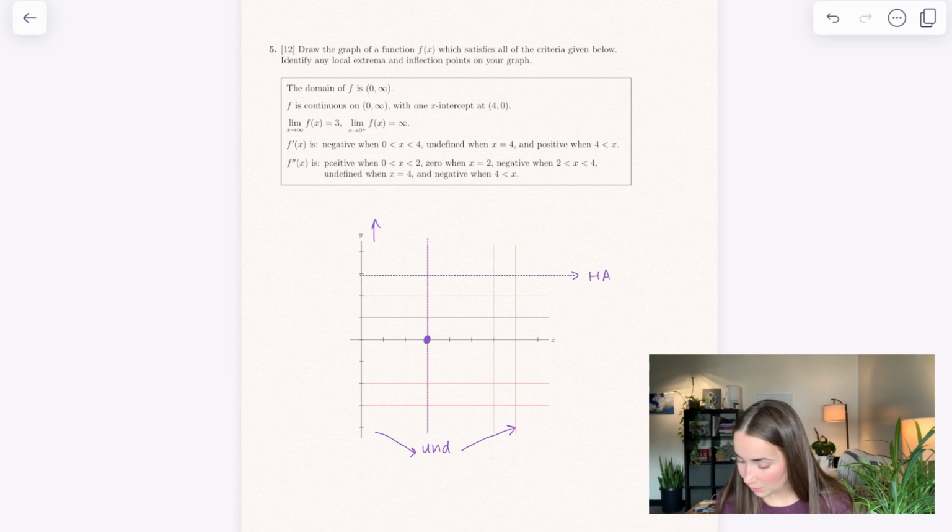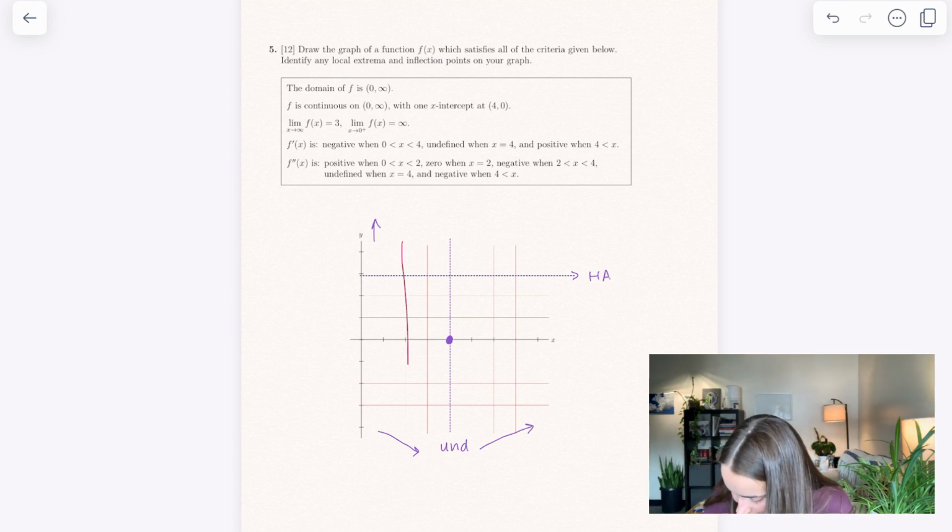We have between 0 and 2 that it's positive, so I'm going to plug in that value of 2. I just fixed the 4 thing, don't worry guys. Okay, so now we have that x is equal to 2. We have between 0 and 2, the second derivative is positive, which tells us it's concave up.